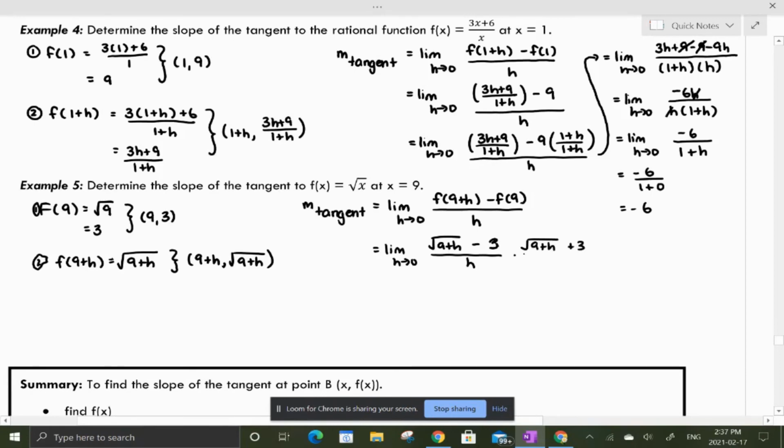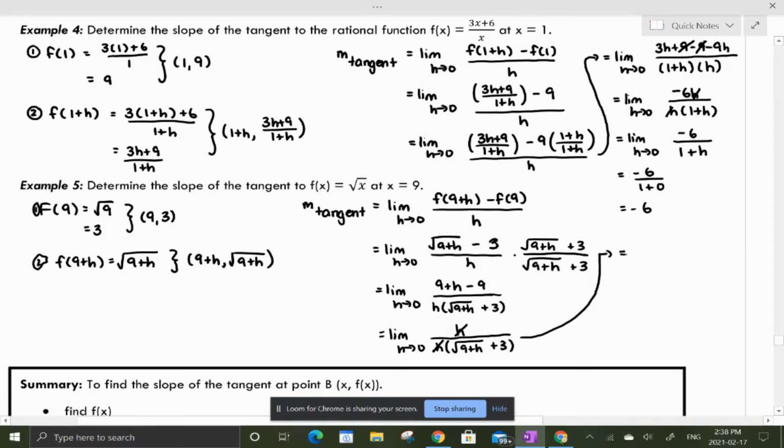If I do that, I do the limit as h approaches 0, and then I'm going to get 9 plus h minus 9, over h times the square root of 9 plus h plus 3. Simplifying, I'm going to get the limit as h approaches 0. I'm going to be left with h at the top, and then h at the bottom, and then the square root of 9 plus h plus 3. Right away, I notice that, hey, I can cancel out my h's. If I do that, then I'm left with the limit as h approaches 0 of 1 over the square root of 9 plus h, and then plus 3.